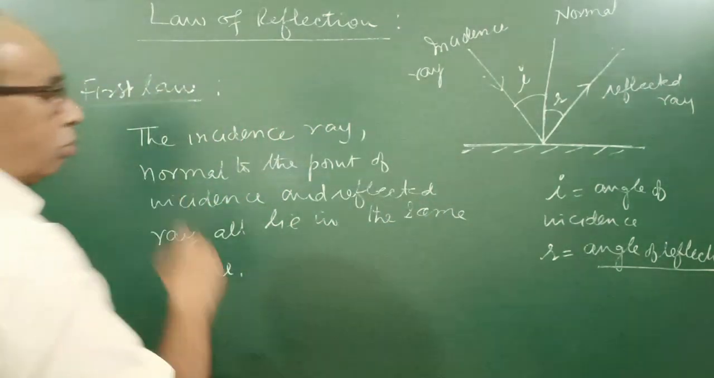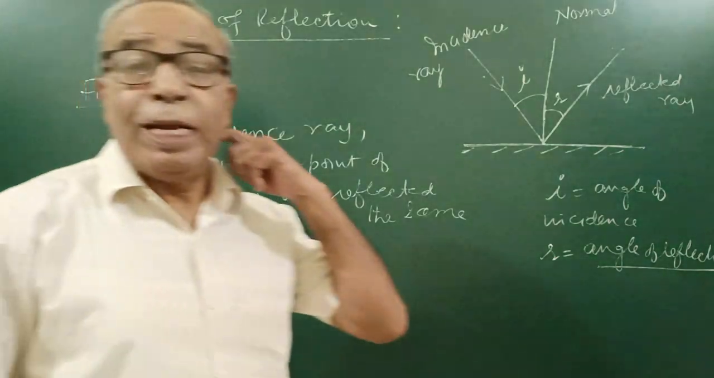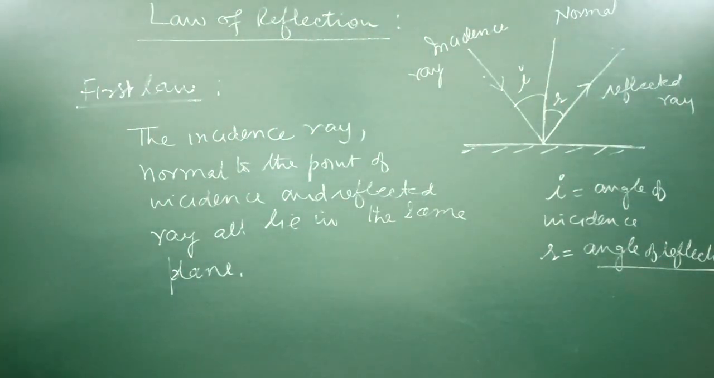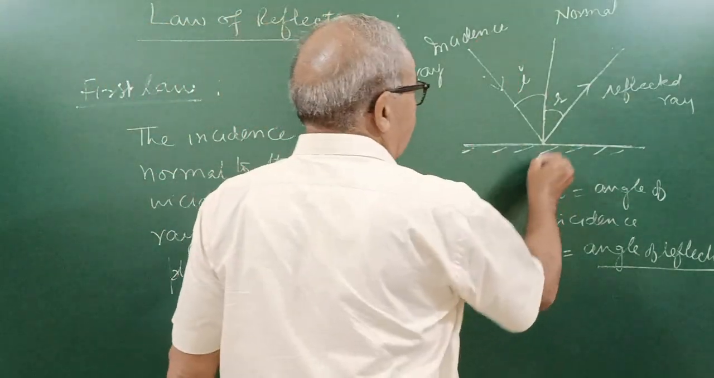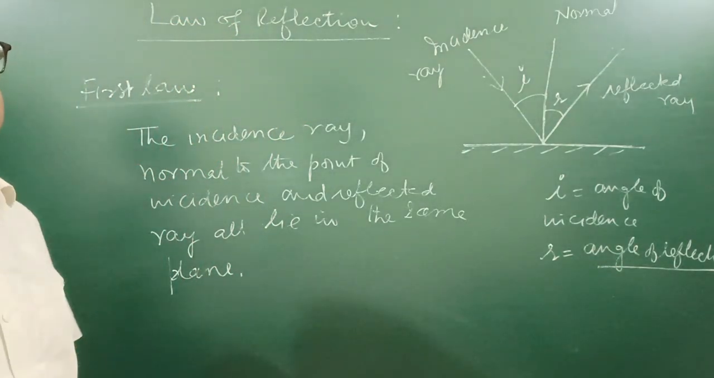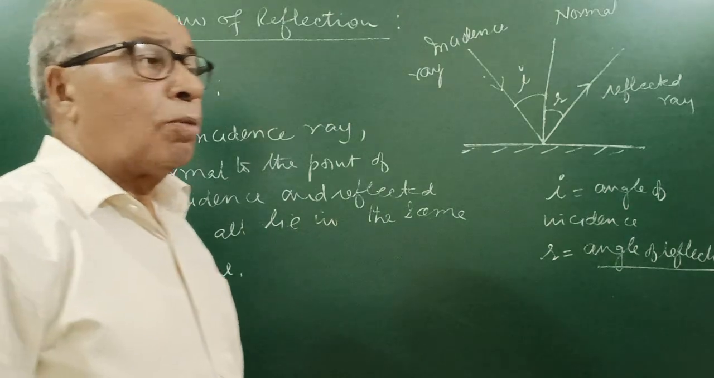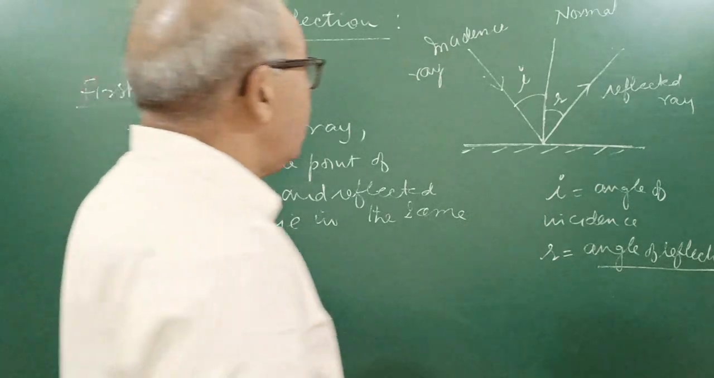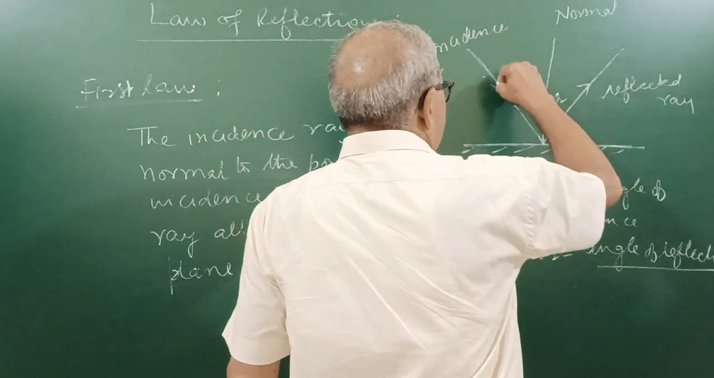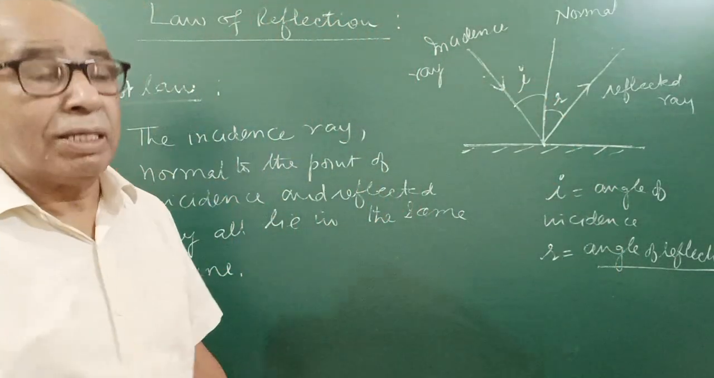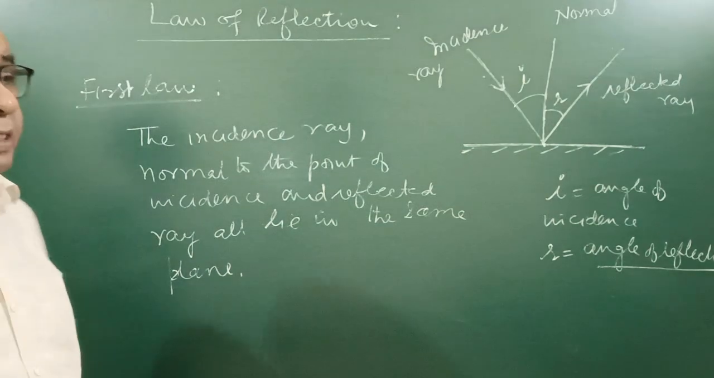So here is the problem. Which plane are they lying in? When I asked my students, and I asked myself also while learning this law: the incidence ray, the reflected ray, the normal to the point of incidence all lie in the same plane. Because the word plane confuses children a lot. Yesterday a girl approached me here. Then I asked her the meaning of plane. I was asking her what is a vector product.